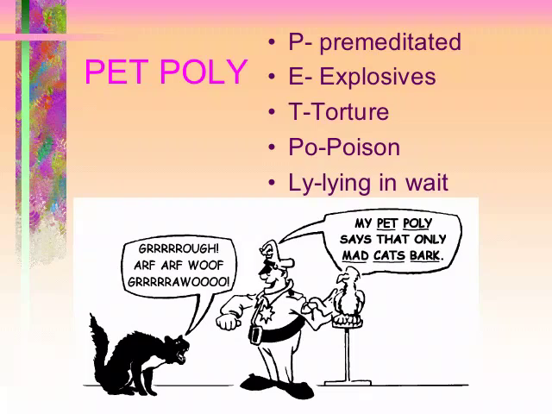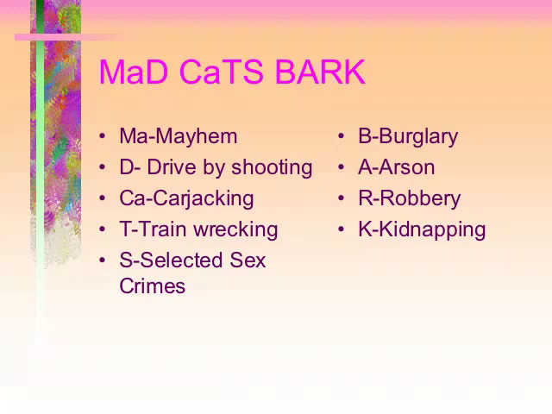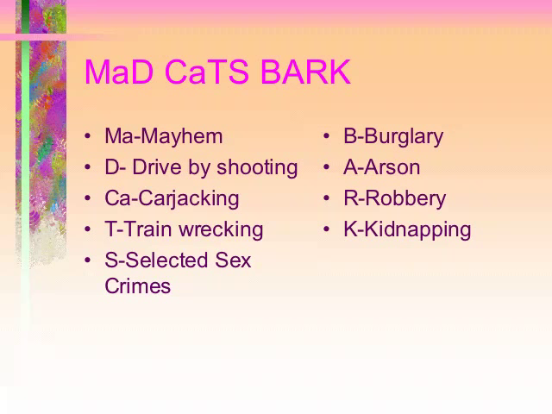Now, an easy way to remember some of this is to use the PET Poly method, which is P for premeditated, E for explosives, T for torture, PO for poison, and LY for lying in wait. For the felony murder rule, remember mad cats bark. And this is MA for mayhem, D for drive-by, CA carjacking, T for train wrecking, S for selected sex crimes, B for burglary, A for arson, R for robbery, K for kidnap. Helps you memorize these things.